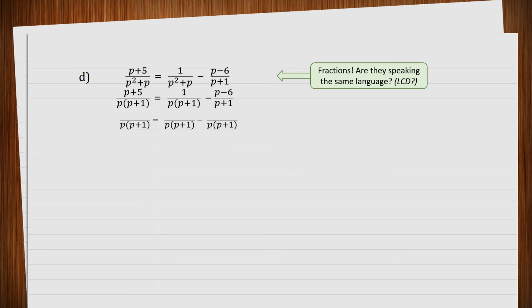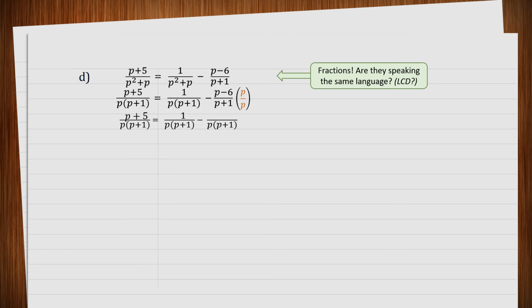Let's look at our first fraction on the left. Notice it already consists of the common denominator, so the numerator will remain a p plus 5. On the right side of the equation, the first fraction again already has the common denominator, so that too will remain the same numerator. But the third fraction is only made up of p plus 1. What piece is missing? If you notice, it is missing the factor of p, so we need to multiply the numerator and the denominator both by p.